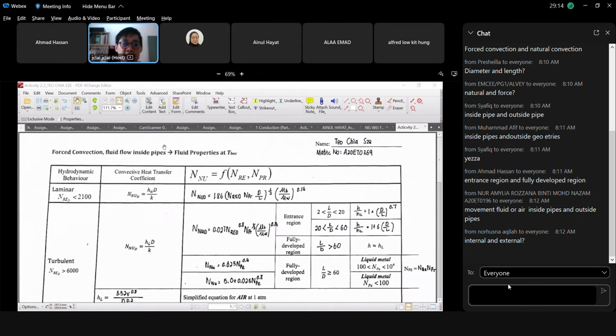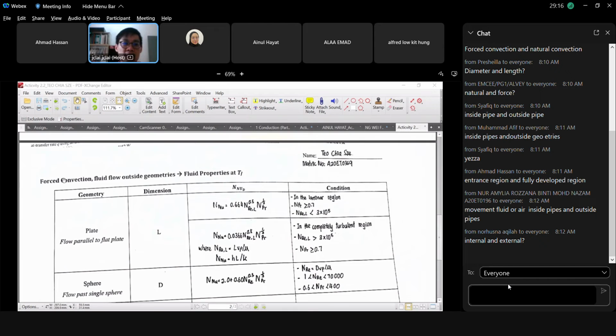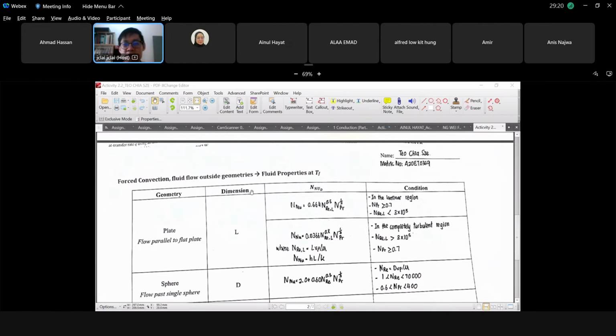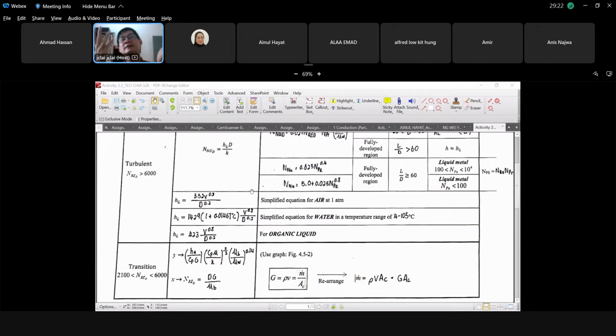Then here, on the second page, you see fluid flow outside geometries. What does geometry mean? So basically there are two situations: one is internal flow, one is external flow. I think the most common type is type number 1, internal flow, but external flow is also quite common.